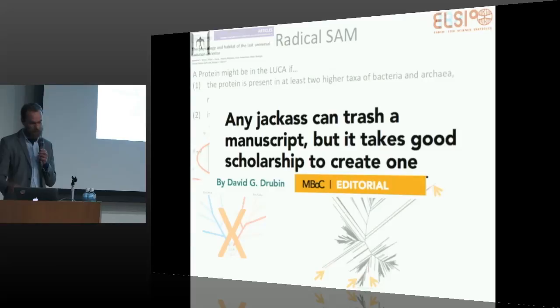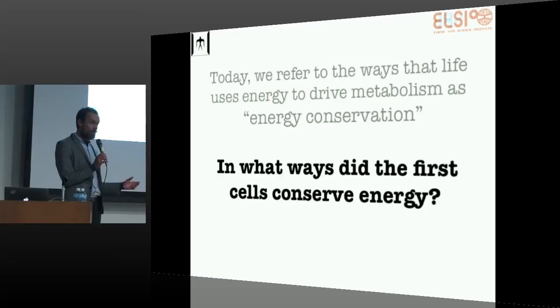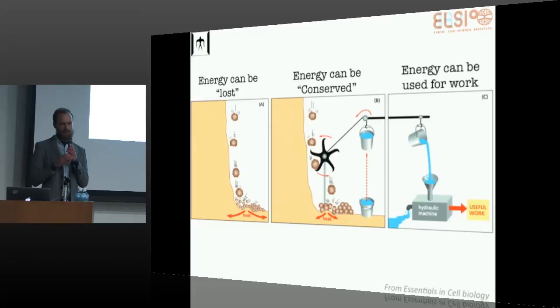So back to my main topic here, asking this question: what are the ways that the first cells conserved energy? How did they take chemical reactions, use chemical potentials that exist in the environment, and save it temporarily so that they can order their cells? How can they maintain themselves and then also reproduce? And so, to get everybody on the same page of this concept of energy conservation, I would go to a very basic level, and I will. I'll take you guys to my freshman biology class where I start to talk about energy conservation.